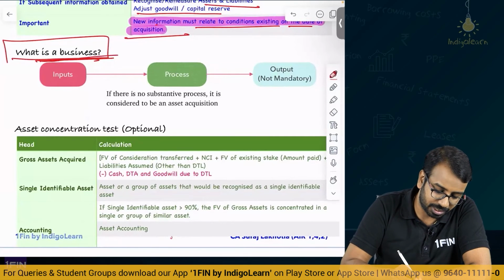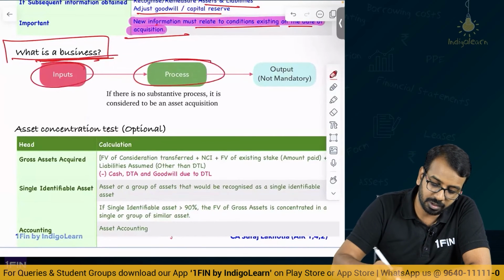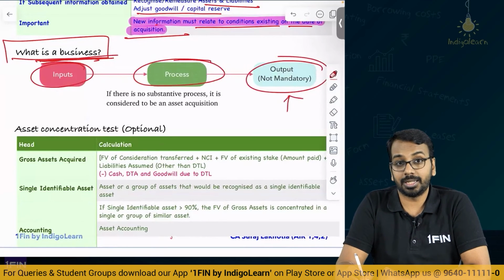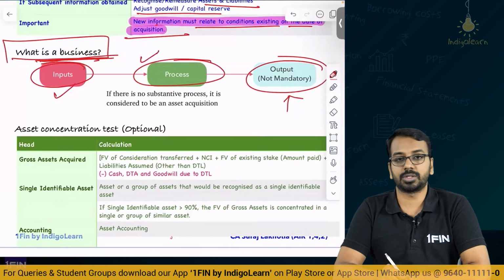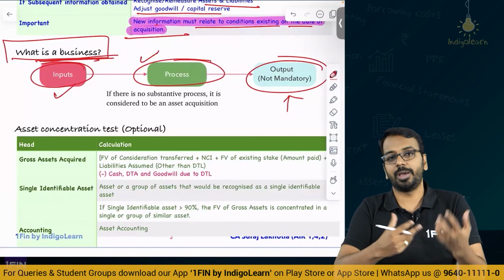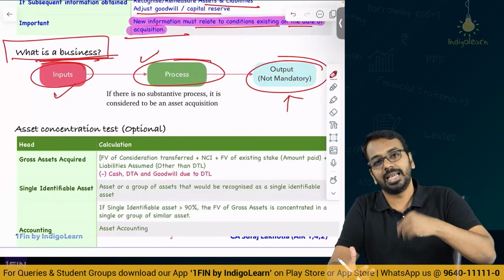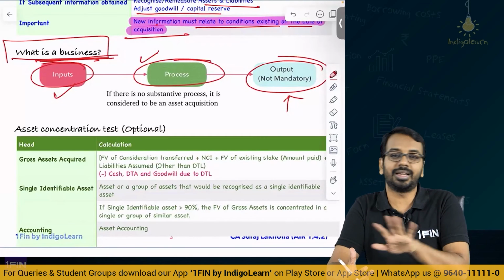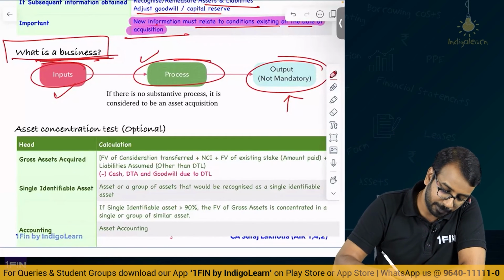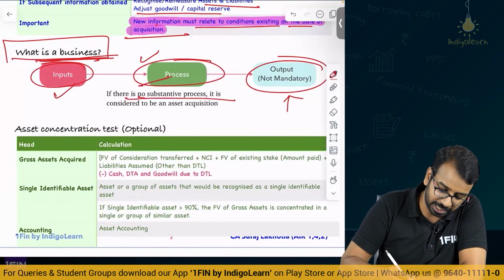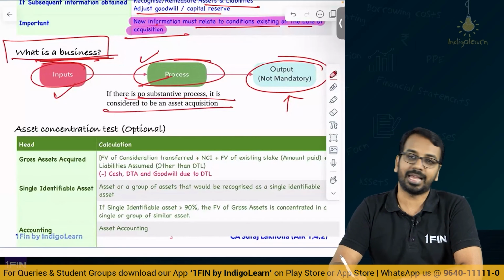Now, as far as business is concerned, you must have inputs, you must have a substantive process, and you must have output. Output is not mandatory, but you must have inputs and a substantive process. By using both of these, you must be able to generate the output. If this logic is clear to you, you will be able to solve any question related to this in the examination. Okay. So, you just have to see that the process has to be a substantive process, and if the process is not substantive, it is considered to be an asset acquisition.